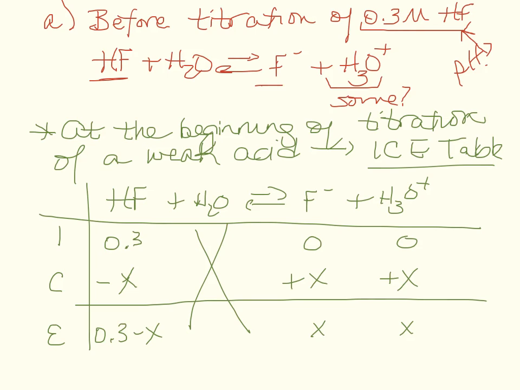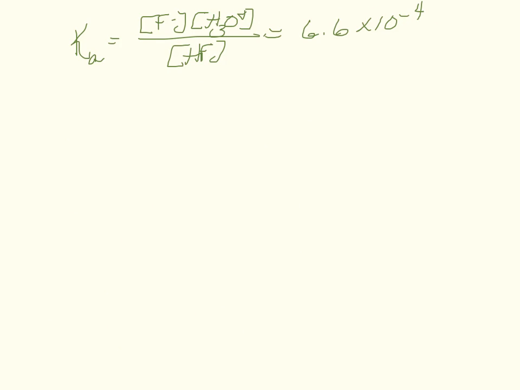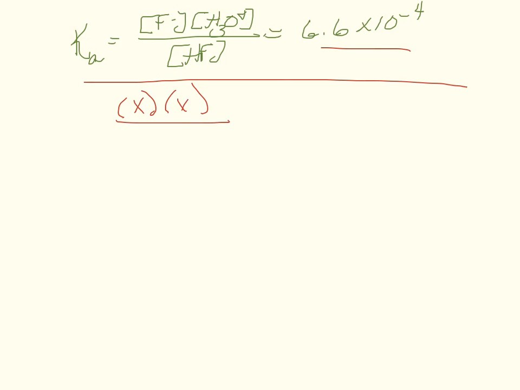And so now I'm simply going to plug into my equilibrium expression for hydrofluoric acid and set it equal to the Ka. Here's the equilibrium expression and the Ka value, which was given to us. We're going to go ahead and plug in the values. So we set concentration of fluoride and the hydronium ion to X. Concentration of hydrofluoric acid was 0.3 minus X.